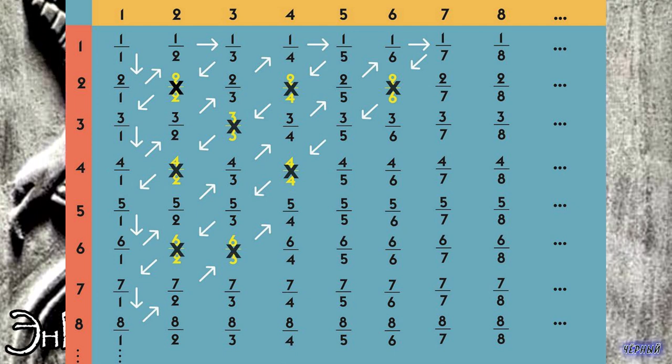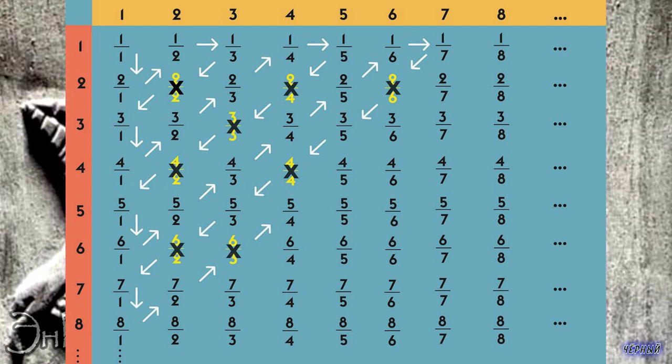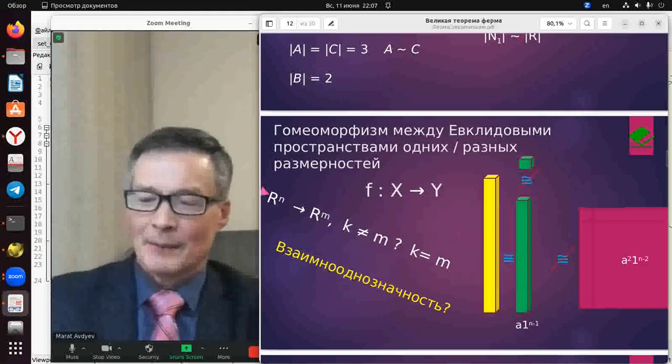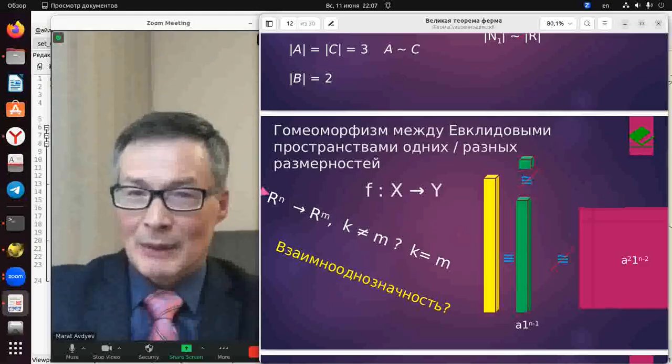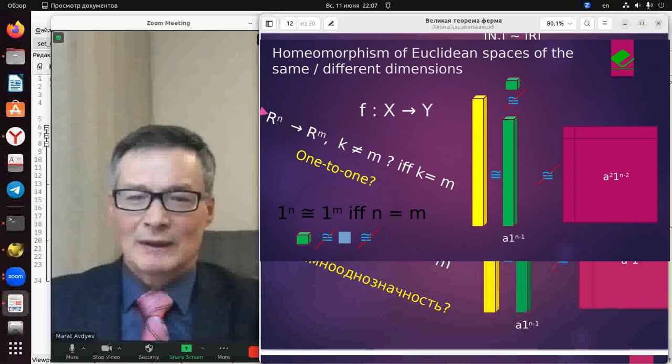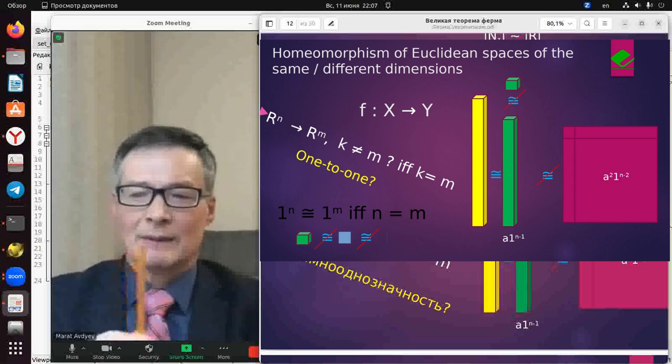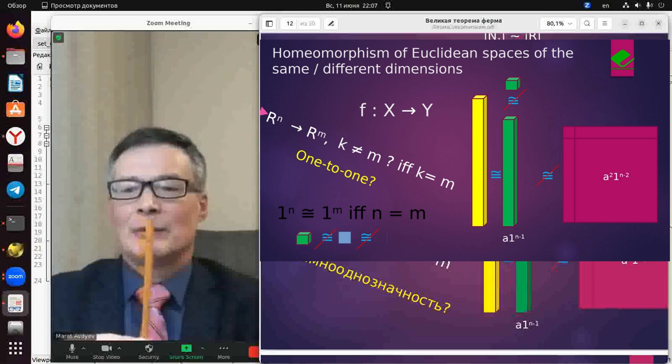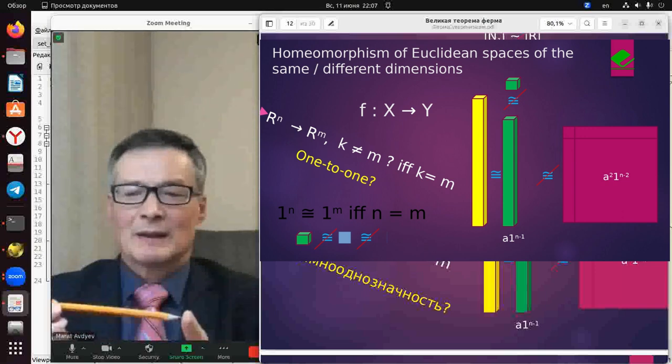For the case of real numbers, which also include irrational numbers that cannot be represented as fractions, this is not true. It is important to remember that when we talk about relations of continuous and mutually reversible functions, it is allowed to compare only spaces of the same dimensions.